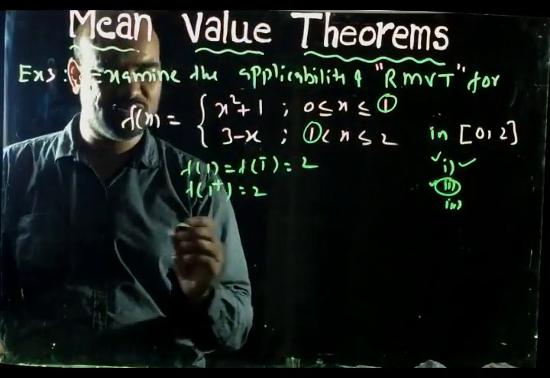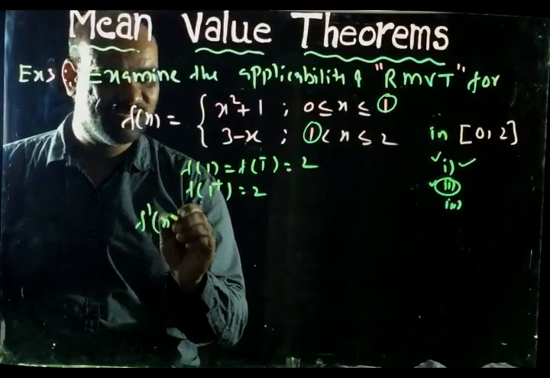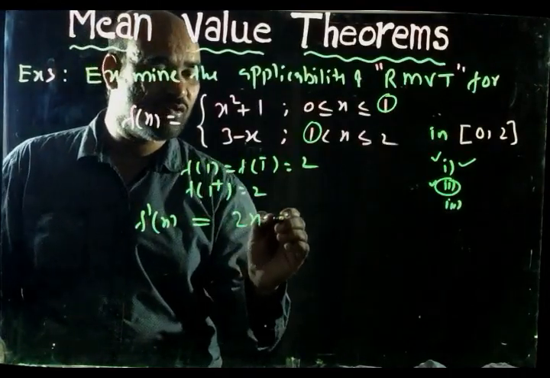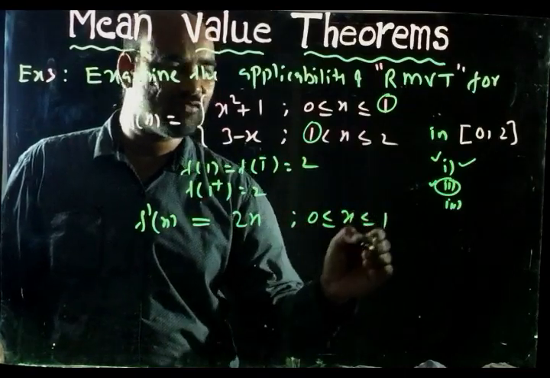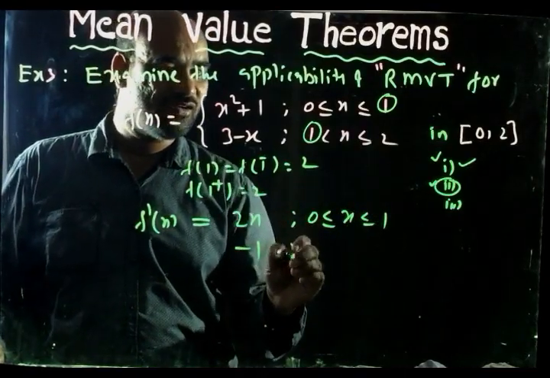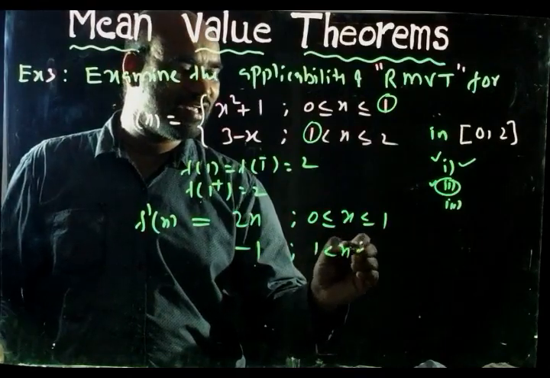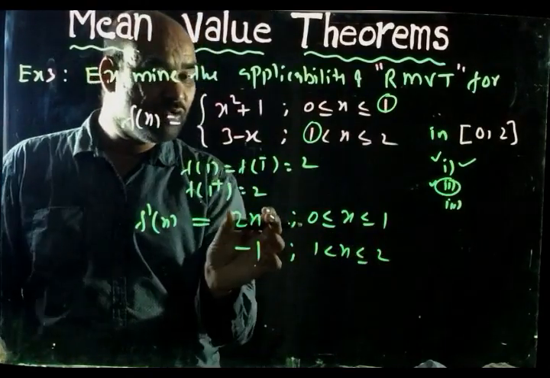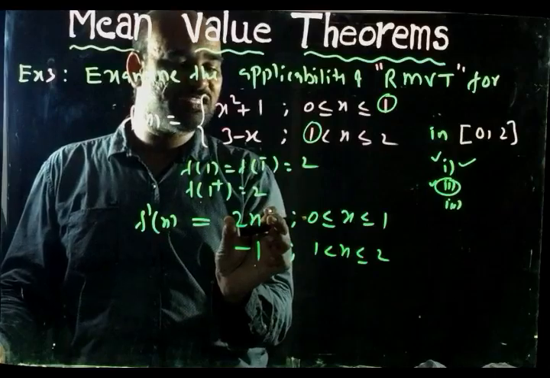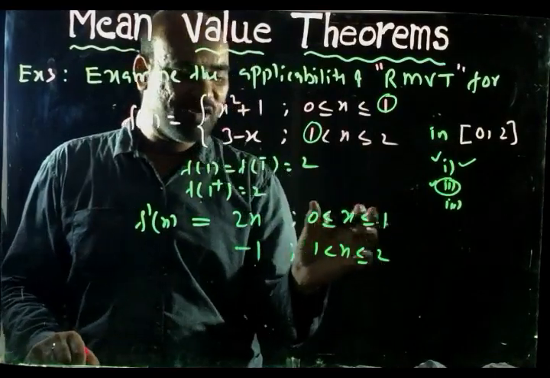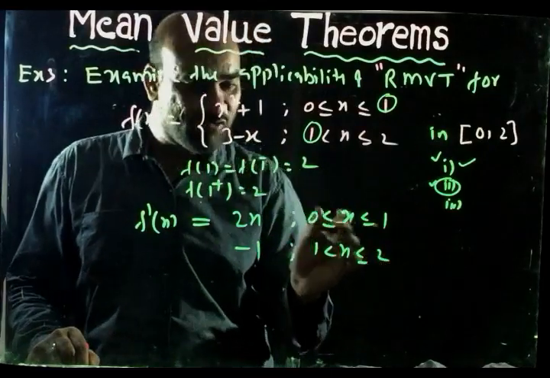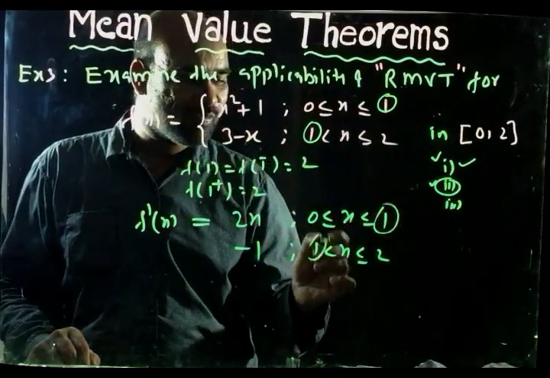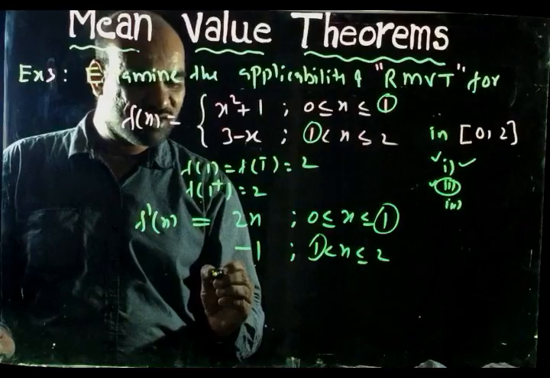The second condition I am checking: I am finding f dash of x. f dash of x equal to 2x for 0 less than or equal to x less than or equal to 1, and minus 1 for 1 less than x less than or equal to 2. So 2x is a straight line, it is a differentiable function in this interval. And minus 1 is a straight line, differentiable in this interval. But where do you need to check? You need to check the turning point.